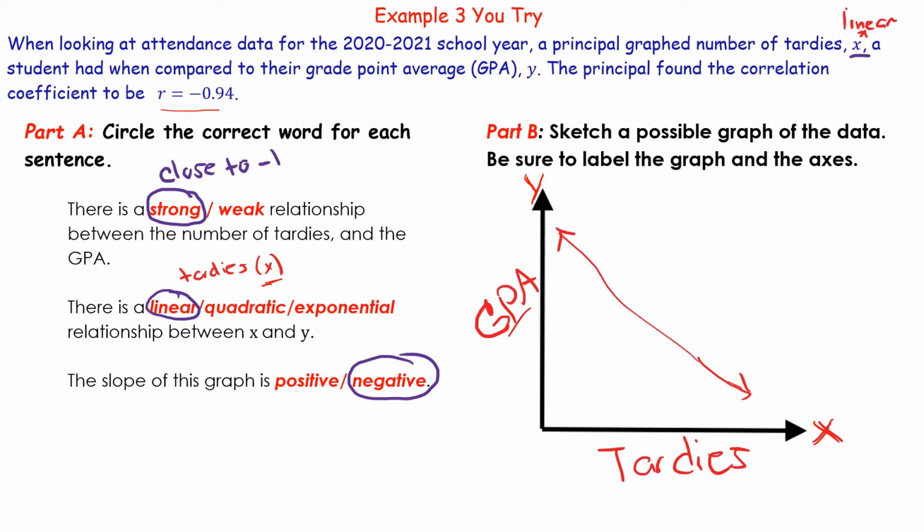Our X values are tardy, so right here. Our Y is the GPA. So as you can see here, as an example, if I just pick this point here, let's say that this point is 10, 1, just estimating here. If a student has 10 tardies, the GPA would be at 1. So I just made that up, but you can see the relationship. The more tardies that the student has, the GPA is lower.